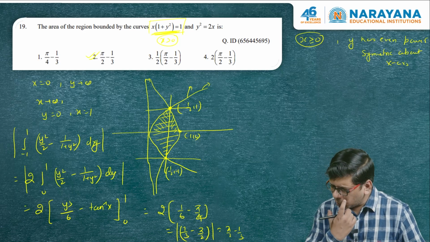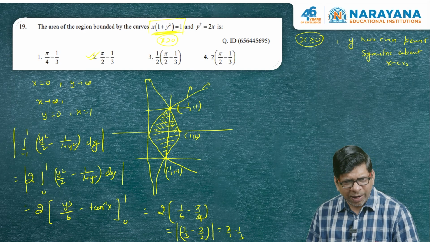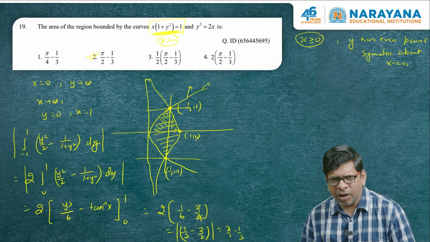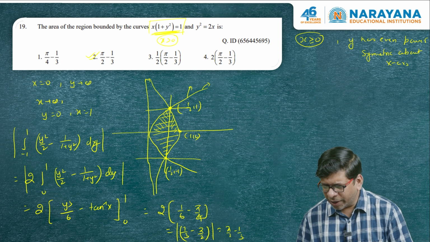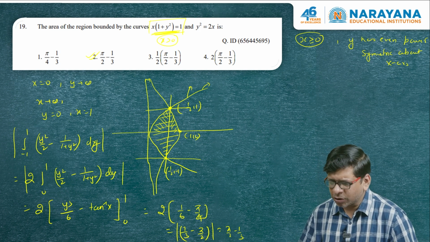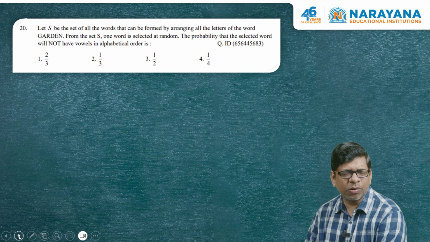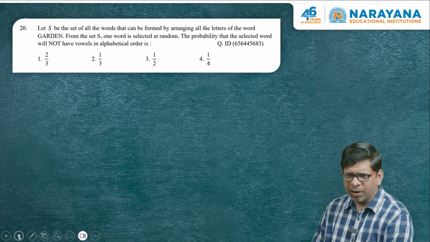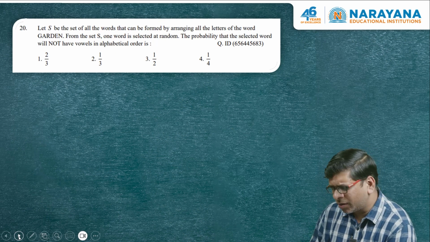So when we take about the y-axis, it's easy to solve, and we'll get the answer as pi by 2 minus 1 by 3. Okay. Next question. Very basic question from PNC. And again, it's a NCERT based question.